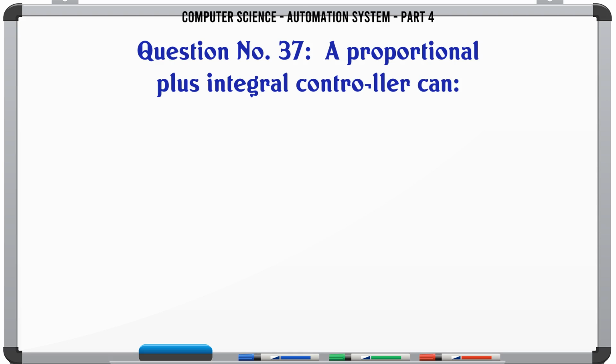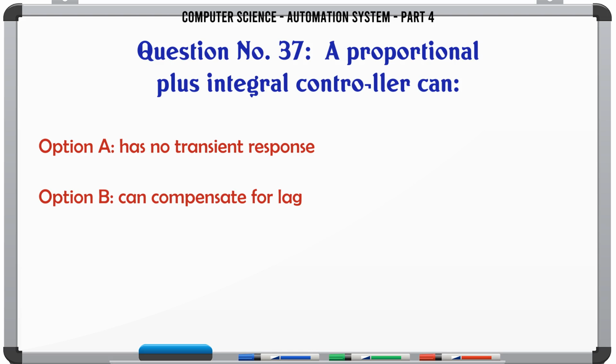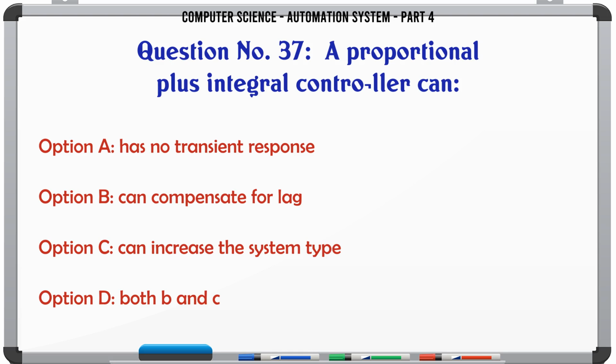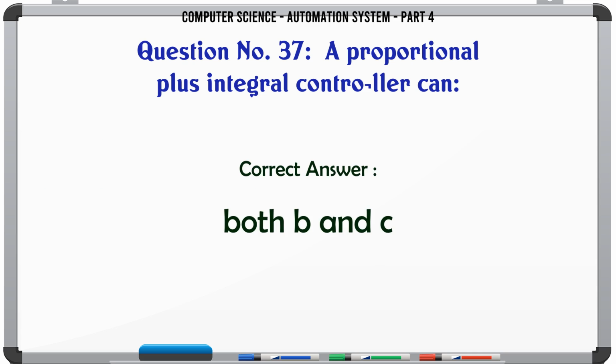A proportional plus integral controller A. has no transient response. B. Can compensate for lag. C. Can increase the system type. D. Both B and C. The correct answer is both B and C.